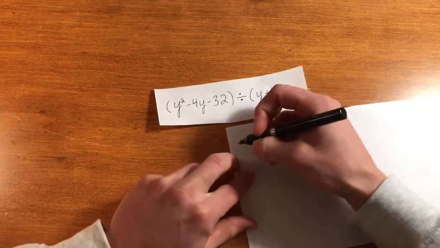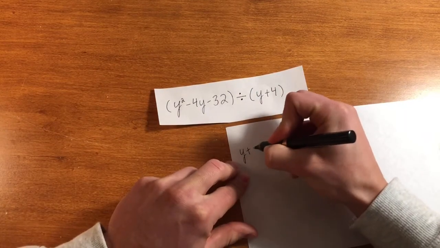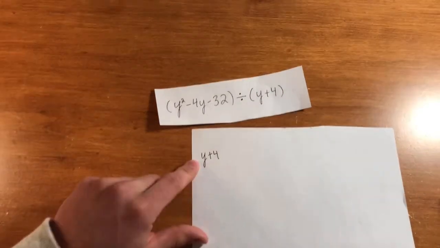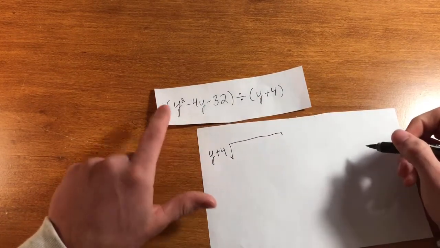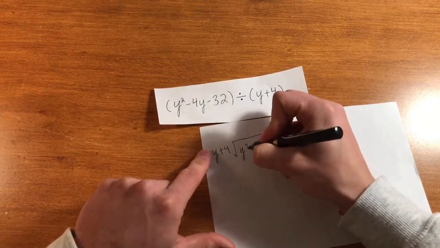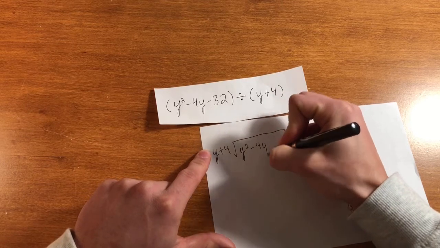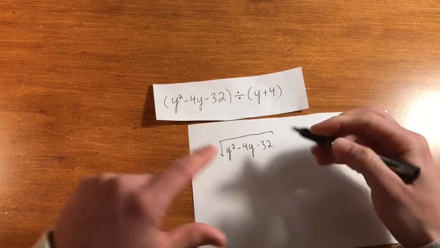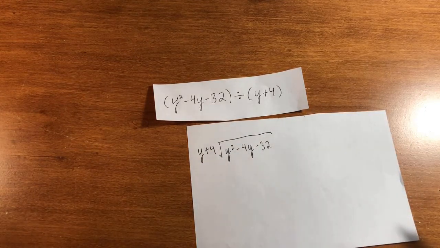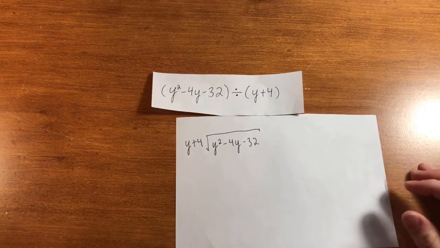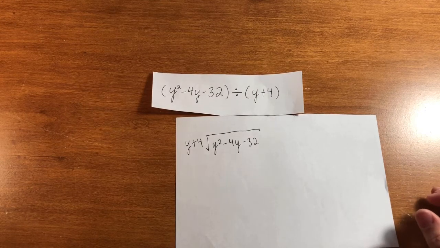I'm going to take this y plus 4 and put it on the outside. This is called my divisor. What I put on the inside is called my dividend, and that's going to be y squared minus 4y minus 32. So we're taking this and dividing it by that y plus 4. Great. So what are my steps? My first step is to divide, my second step is to multiply, and my third step is to subtract.